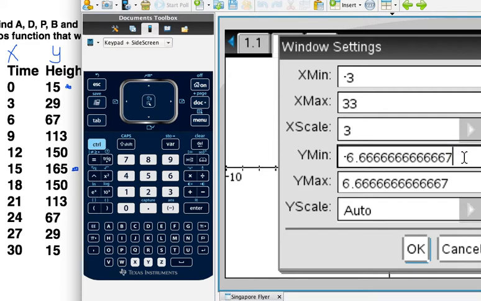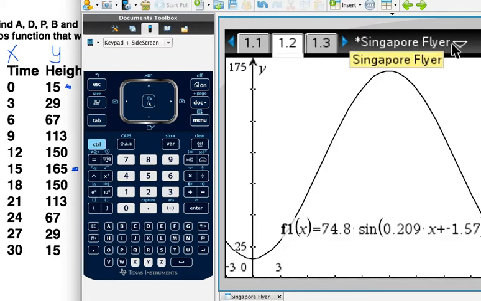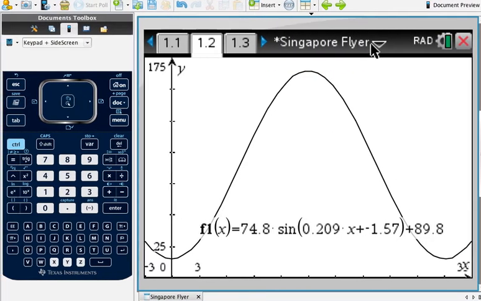And now my Y minimum, let me see, we're going to go from 0, because yes, I know the lowest it goes is 15, but I want to go to 0. Our maximum's 165, so let's do 175. And I'm thinking either 5 or 10 or even 25 would be a good Y scale. Either one of those. When you push enter, this is what you get.